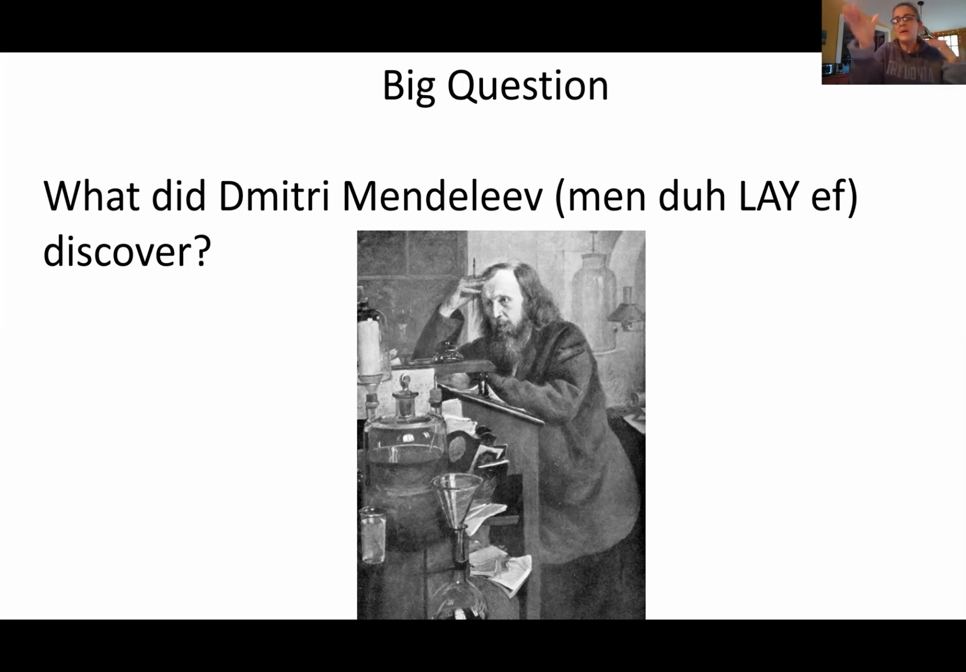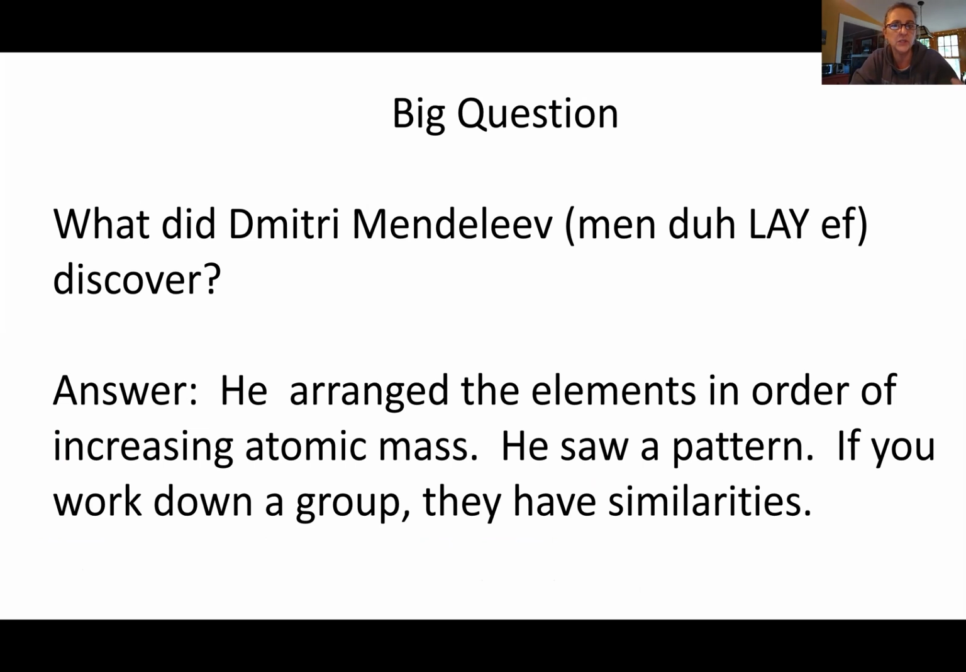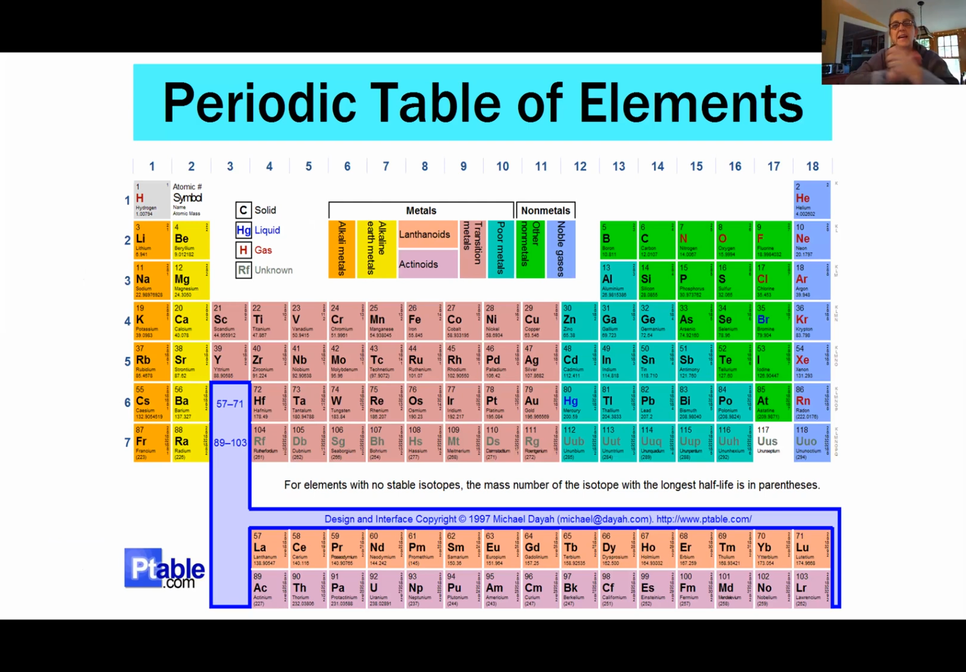He tried to arrange them by their mass. He tried to arrange them by how they reacted to things, their color, what they would combine with easily. And eventually, now it's just a little story about that, eventually, when he arranged them in order of increasing atomic mass, he saw a pattern. And the pattern that he came up with created today's periodic table of elements.